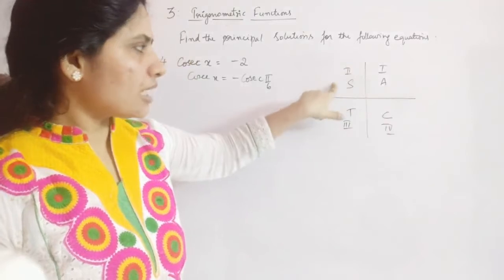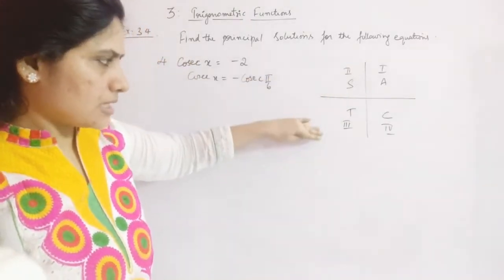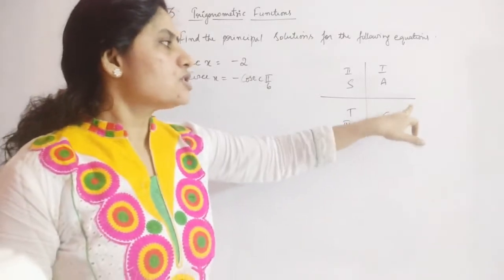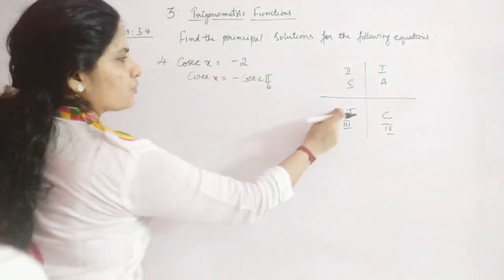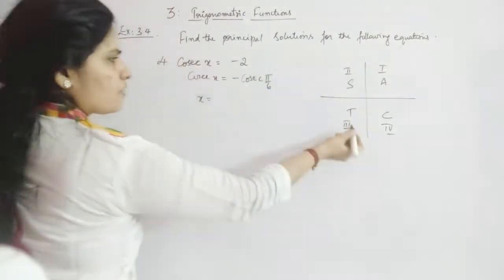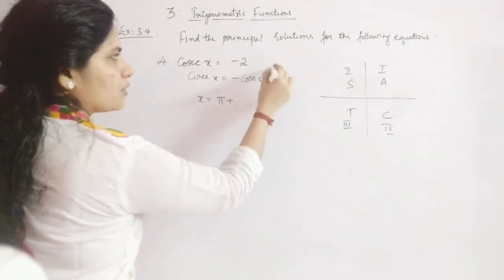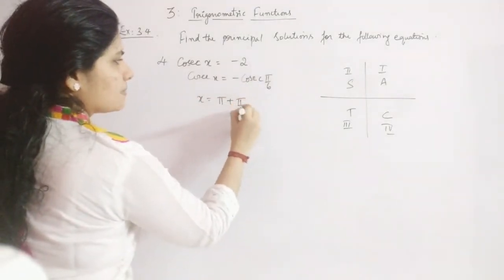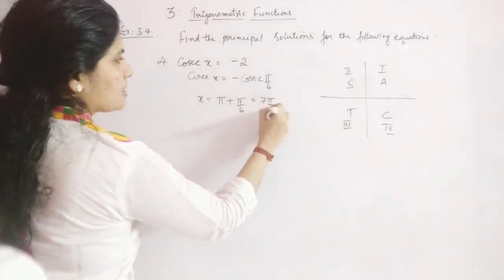Understood? For second quadrant what we will do? Pi minus. For third quadrant we will do pi plus, and for fourth quadrant we will do 2 pi minus. So here we need the third and fourth quadrant. So we will write x as, for the third quadrant, pi plus this value, pi plus pi by 6. So what you will get? 7 pi by 6.